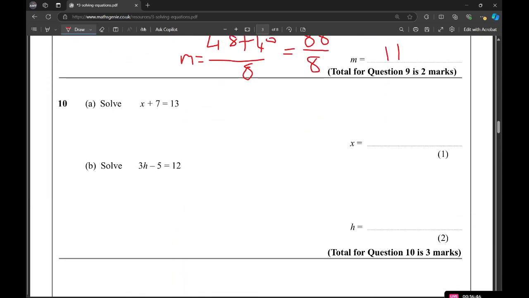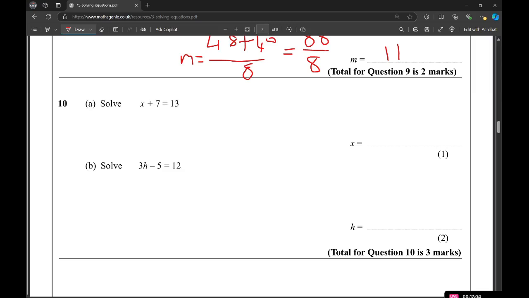Okay, question number 10. Part A, solve x plus 7 equals 13.